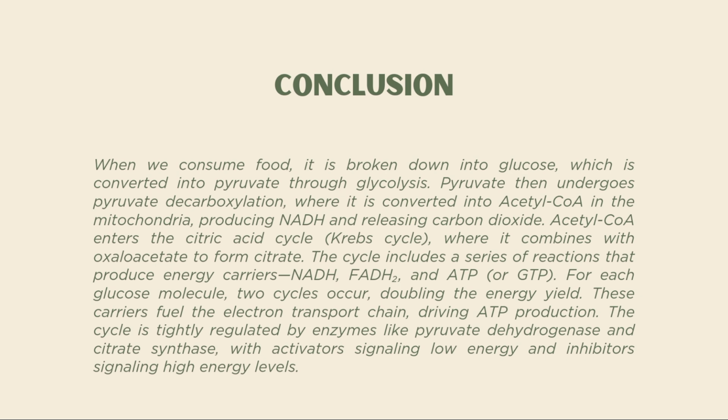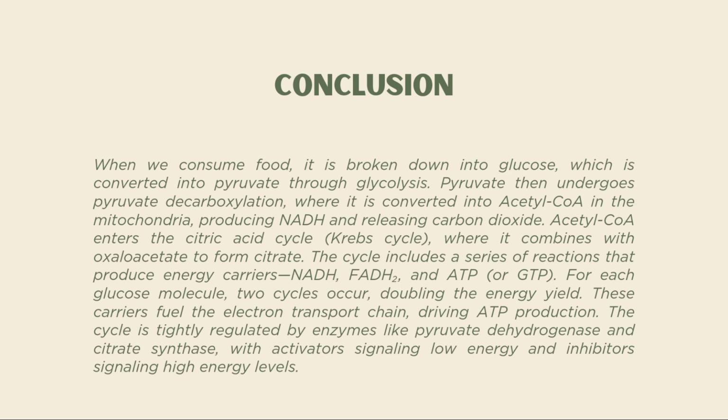The citric acid cycle produces a wealth of energy carriers with each turn: 3 NADH, 1 FADH, and 1 ATP. And since each glucose molecule results in 2 cycles, the energy yield is effectively doubled. These carriers are vital for the electron transport chain, where they drive large-scale ATP production.